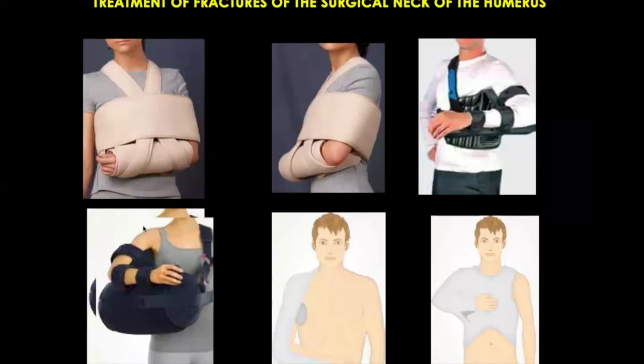Desault bandage, wedge-shaped pillow, plastic cast. Plastic casts are useless nowadays. Desault or wedge-shaped. Wedge-shaped is great in case when you have a greater tuberosity fracture.